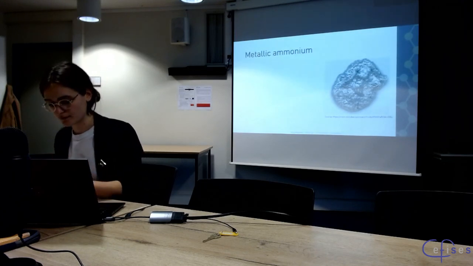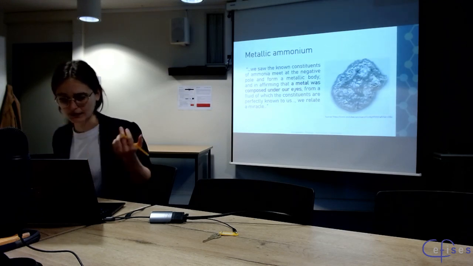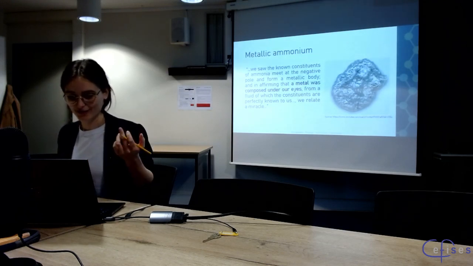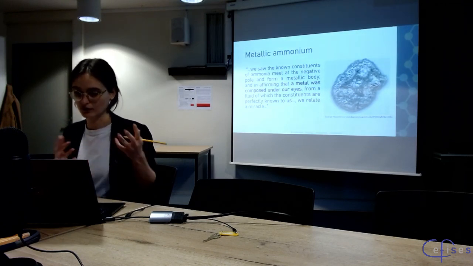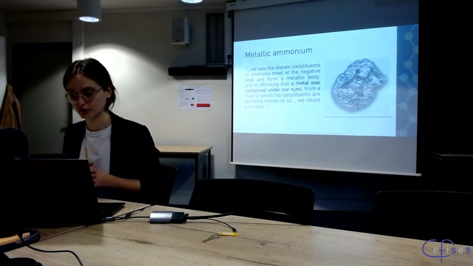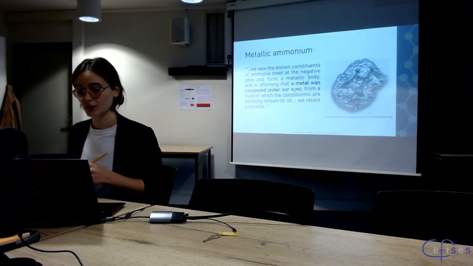As Berzelius and Pontin also said, they described it as a miracle. "We saw the known constituents of ammonia meet at the negative pole" of the battery. They used electricity to produce this amalgam and form a metallic body. "And in affirming that a metal was composed under our eyes from a fluid of which the constituents are perfectly known to us, we relate a miracle."